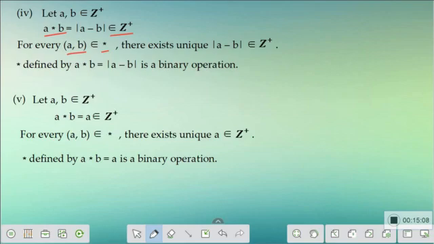Obviously, when you take A star B equal to A, when you take an element A from Z plus, the output is also A. This has to be an element in Z plus. So this tells us that for every ordered pair, we have a unique element A in Z plus. Hence again, the star is also a binary operation.